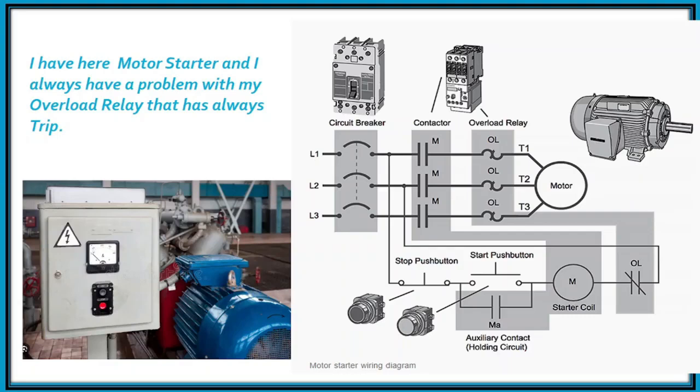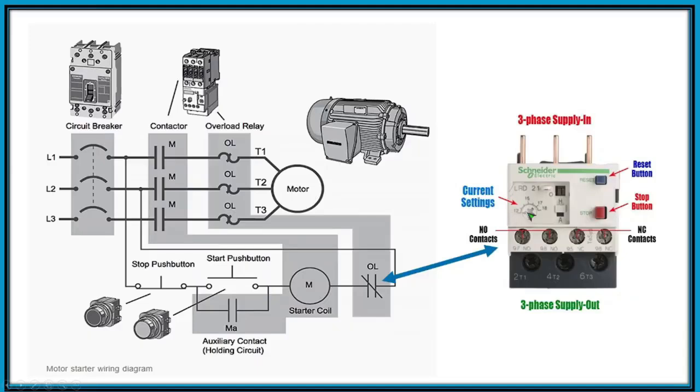I have here a motor starter that I always have a problem with, where the overload relay has always tripped. Do you know how to check an overload relay? This is the overload relay, and to check it using the multimeter, switch to ohms. The 95 and 96 should be closed and the 97 and 98 should be open. If the 95 and 96 is open, even though you have reset it, that means we have a problem with the overload relay and it needs to be replaced.